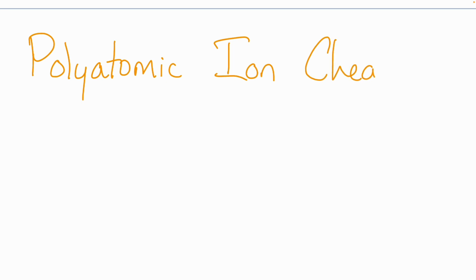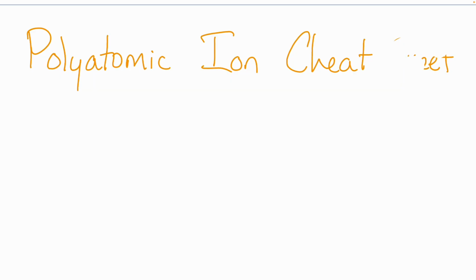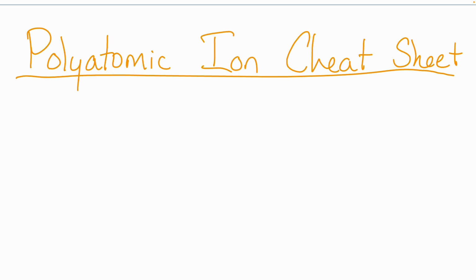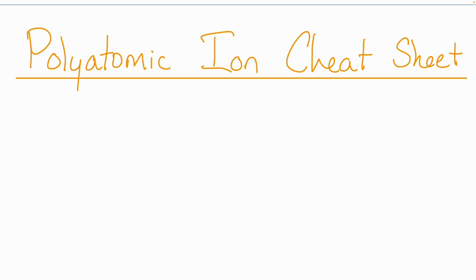All right. So what we're going to do is we're going to build our polyatomic ion cheat sheet. All right, this little cheat sheet of the polyatomic ions that we just got to know here. All right, the first one, the one we just introduced here, OH with a -1 charge. This is the hydroxide ion.